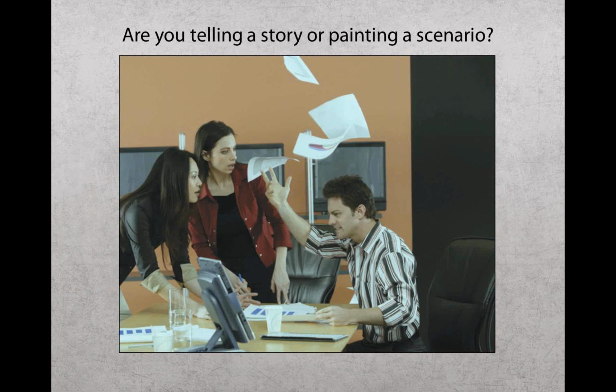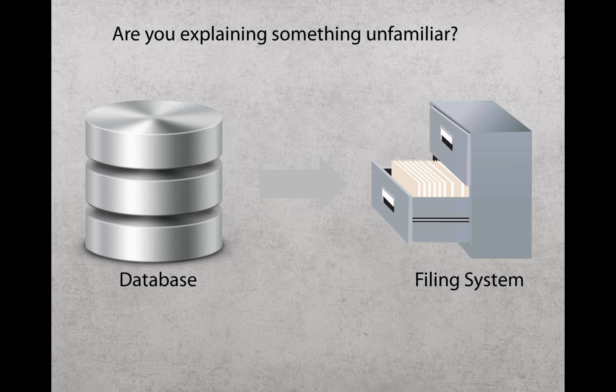If you're telling a story or painting a scenario, I often try, if I really have to paint a scenario, well, I either use some of the cutout people from eLearning Art or the eLearning Brothers, but best of all, I like to just do an inexpensive photo shoot and have somebody act it out. So if you're telling a story or painting a scenario, try to use storytelling types of photos. When you're explaining something unfamiliar, use a visual metaphor. For example, a database is like a filing system.